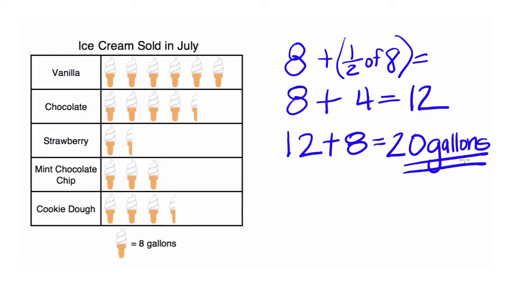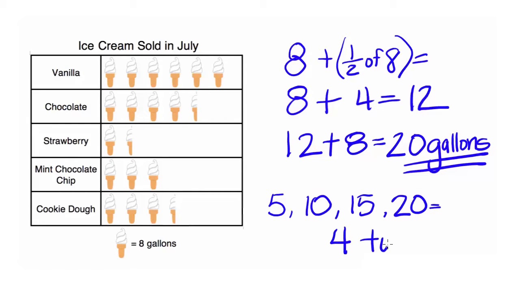Now that I know how many gallons I need, I need to figure out how many 5-gallon tubs that would be. I can count by 5s to 20. 5, 10, 15, 20. It would take 4 tubs to make 20 gallons.